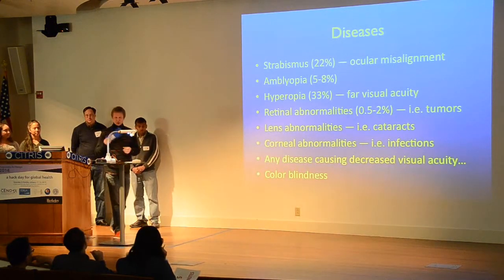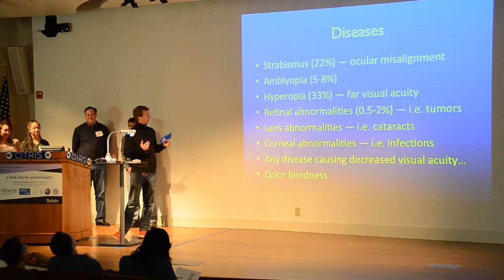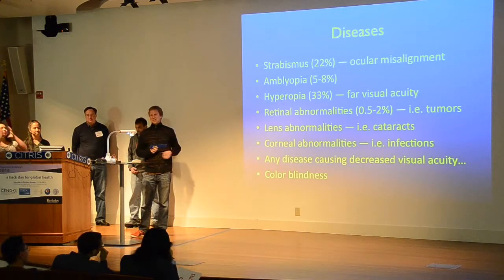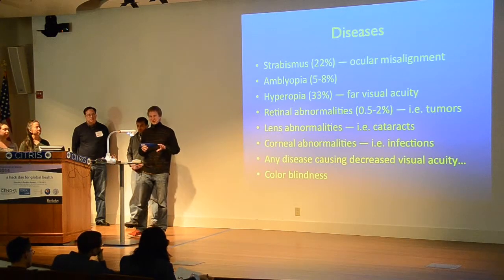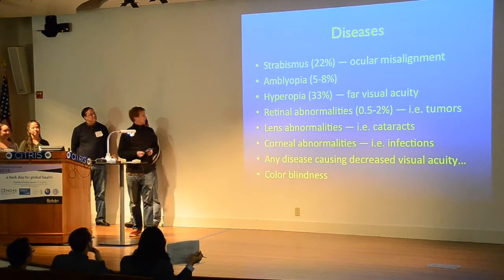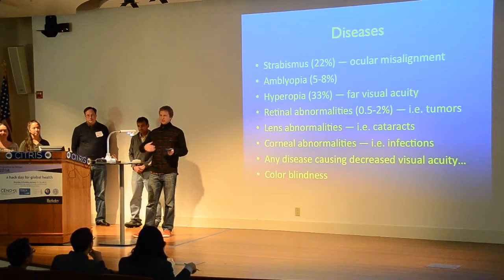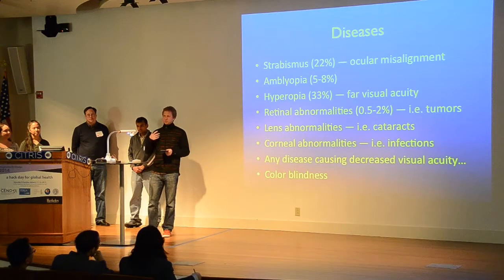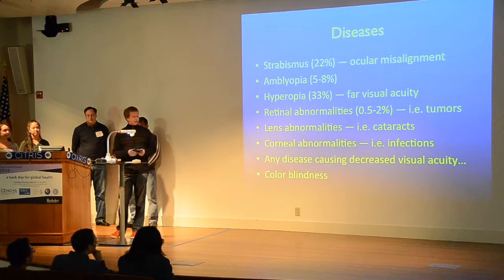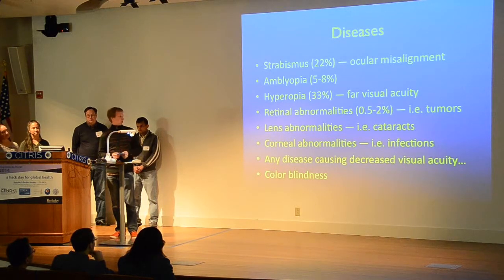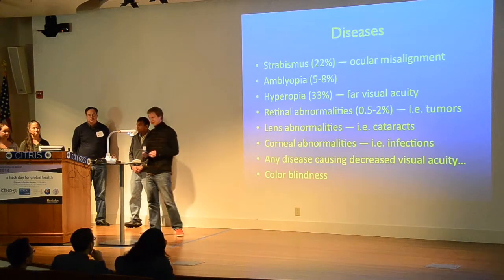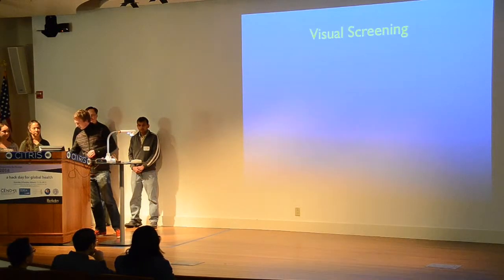And just in case you're thinking I'm a total quack, here are at least the preliminary diseases this thing could help you screen for. The percentage is the percentage of children that actually have them. I couldn't find a percentage for all of these because we did this presentation in the last hour. So strabismus, which is ocular misalignment, amblyopia, which is complete loss of one eye due to disuse or misuse, hyperopia, which is difficulty with far vision, retinal abnormalities, including retinoblastoma, so tumors of the retina, lens abnormalities, most commonly cataracts, corneal abnormalities you get from infectious diseases, and diseases causing decreased visual acuity and color blindness. So those are the top of what they can do, and there's probably more.